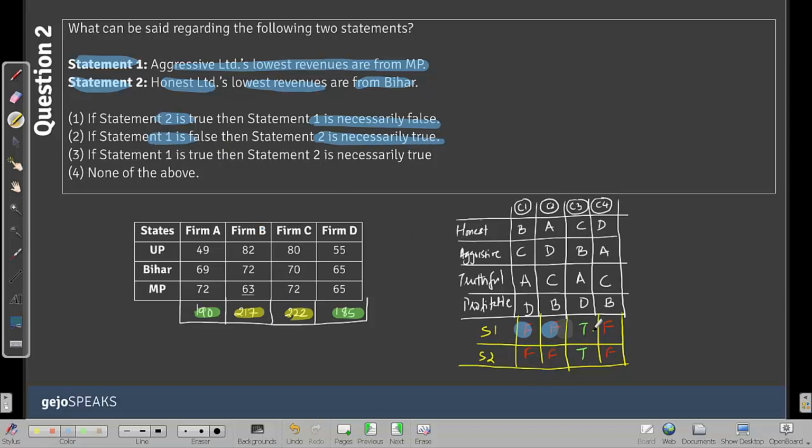If statement 1 is false, statement 2 is false in all the 3 cases. That also goes for a toss. And then you have the third statement. Statement 1 is true, statement 2 is necessarily true. If 1 is true, that is just the case number 3. Statement 2 has to be true. So we have, ladies and gentlemen, answer to this question as 3.